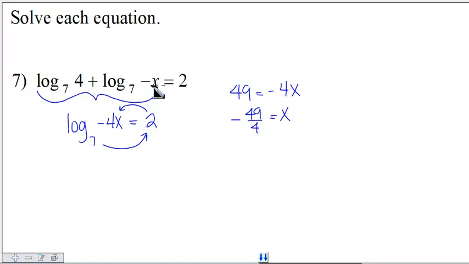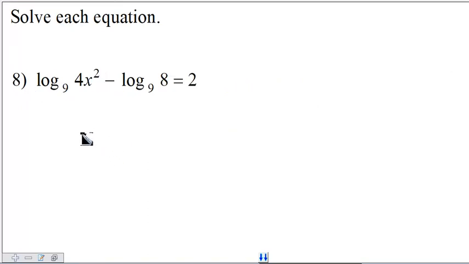Double check it. If I plug in negative 49/4 into the problem, am I taking the logarithm of a positive number? And I am. Let's go ahead and circle it. Number 8 is going to require us to condense once again, but this time we have a subtraction sign between the two logarithms. If you see subtraction, you're going to change this into a division problem.